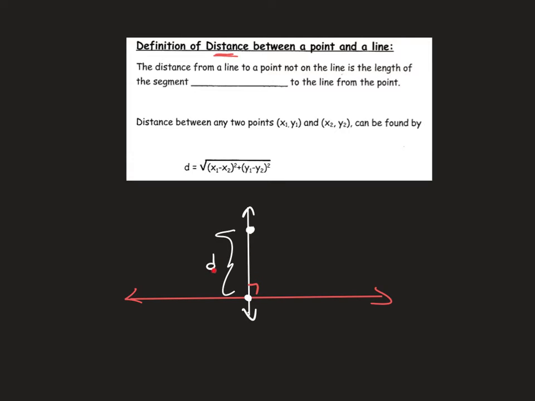So that distance between this point and this point is always going to be measured as a perpendicular line. In our notes, we will define the distance from a point to a line, for a point not on the line, as the length of the segment that is perpendicular to the line from the point. And the distance between any 2 points is given by the distance formula.